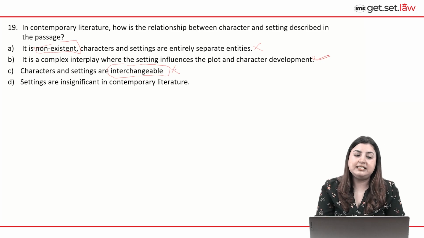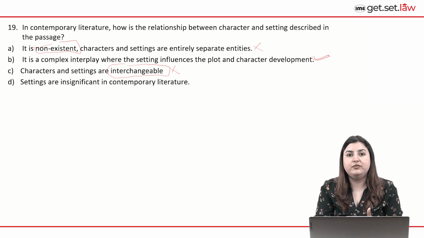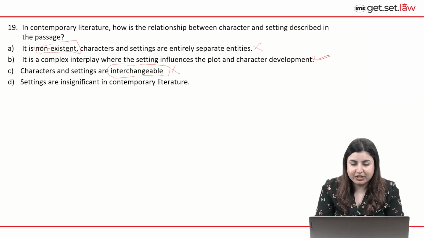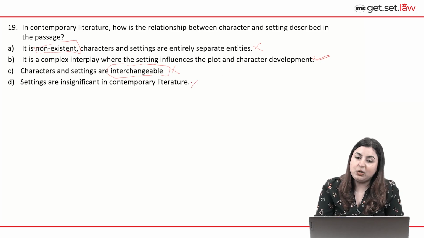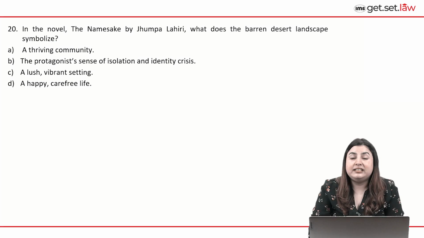Eliminate C. D says settings are insignificant. Of course, they are of crucial significance, which is why the entire passage is written, right? So this again runs contradictory to the main idea. Correct option here will be option B. Look at the next question.